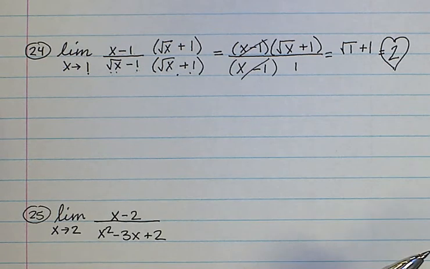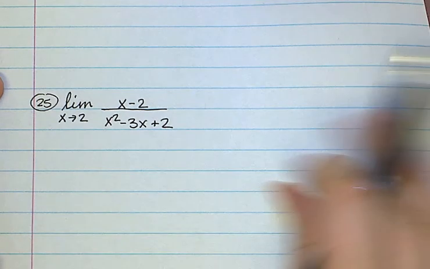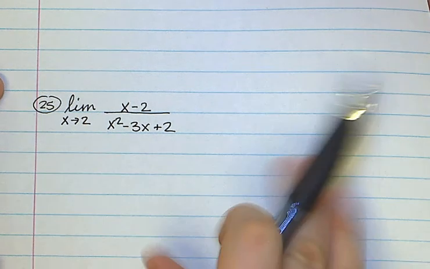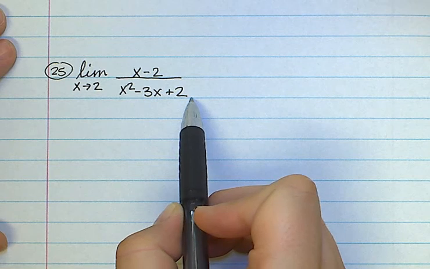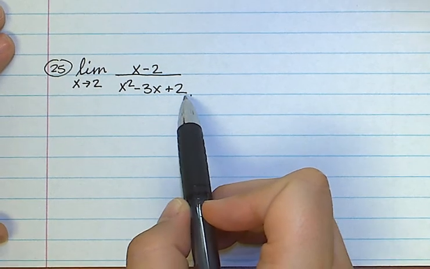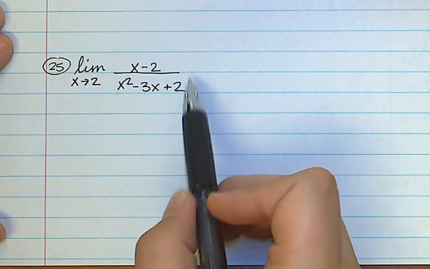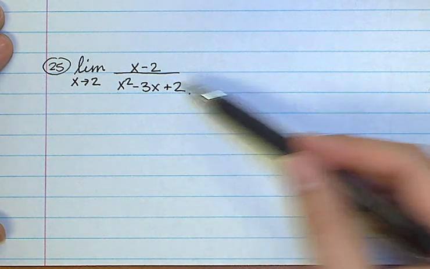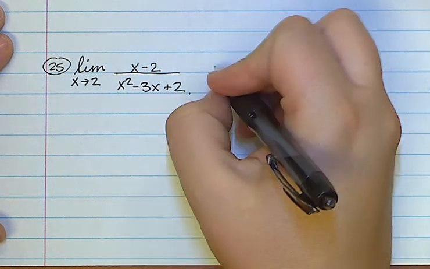Let's try number 5. So if I were to try direct substitution, I would have 2 minus 2 on the top, which is 0, of course. If I were to try direct substitution on the bottom, I would have 4 minus 6 plus 2, which is 0. So 0 over 0, indeterminate form. Direct substitution does not work. So I can either factor or rationalize. So let's take a look. There's no square root, so rationalization doesn't make any sense. But there is an x squared, so factoring makes sense.